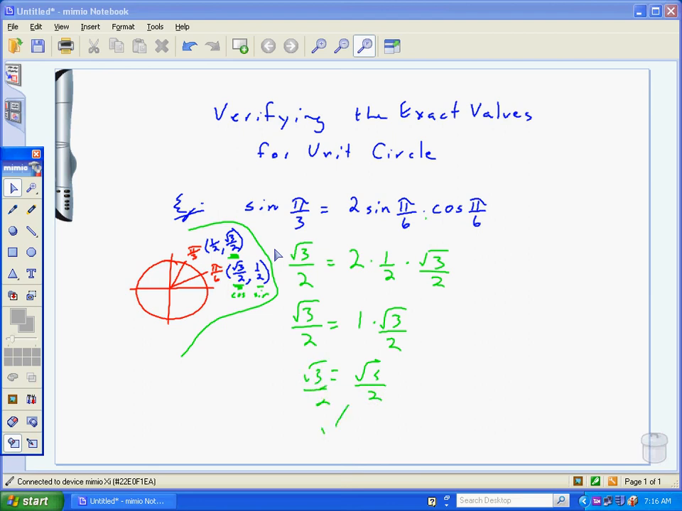So that's verifying the exact values for the unit circles. So that's followed easily. They're all kind of like that. I mean, there's obviously a little bit more tricks to them, but I'll do a couple more examples here when class begins.